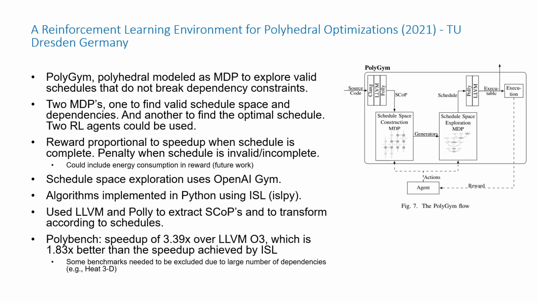So they were able to improve using the PolyBench, the polyhedral benchmark. They improved 3.39x over LLVM with optimization level 3, and they have a 1.83x improvement over ISL. Some of the benchmarks like Heat-3D had to be excluded because of the number of dependencies. As is expected, polyhedral cannot be used for everything, but when it can be used, it could have a great performance impact. And the reward function is proportional to speedup, but also, as you can see in other work, other things could be added to the reward function.